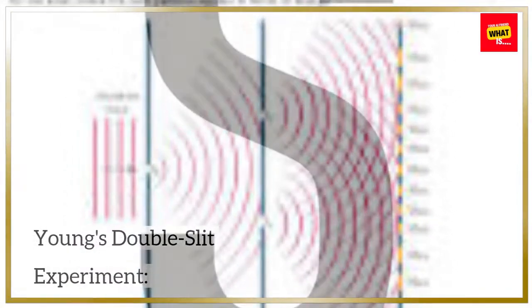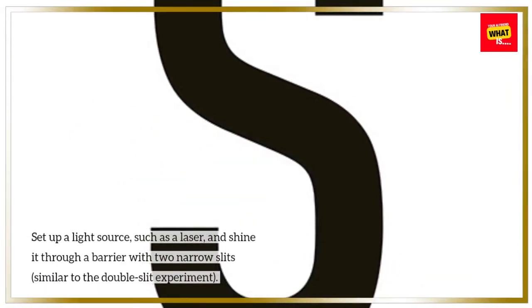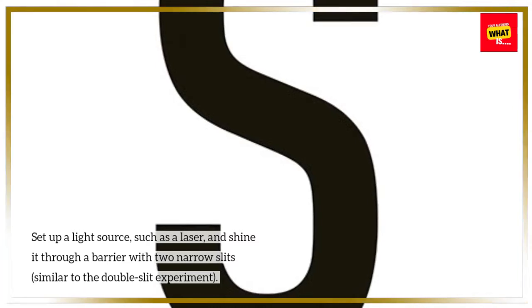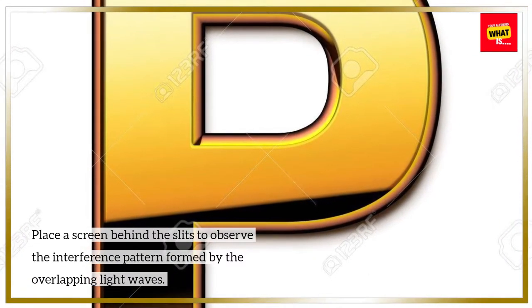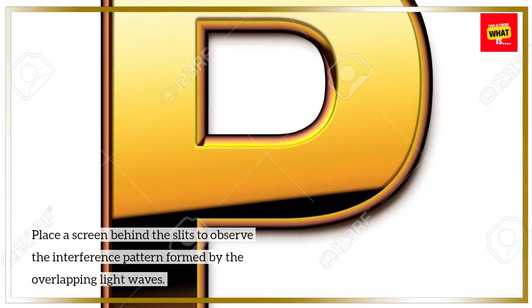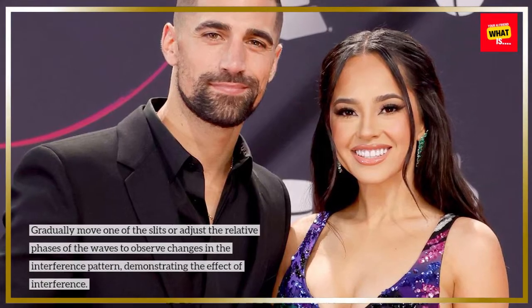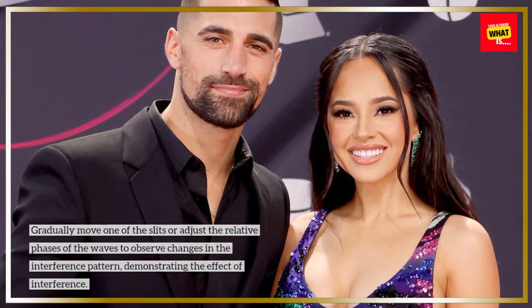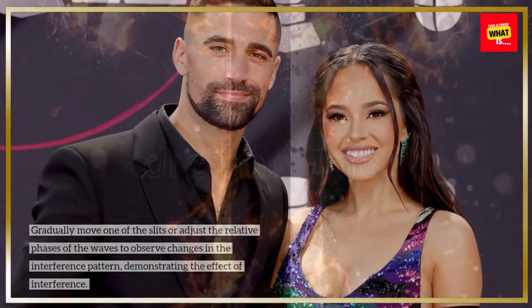Young's double-slit experiment. Set up a light source, such as a laser, and shine it through a barrier with two narrow slits, similar to the double-slit experiment. Place a screen behind the slits to observe the interference pattern formed by the overlapping light waves. Gradually move one of the slits or adjust the relative phases of the waves to observe changes in the interference pattern, demonstrating the effect of interference.